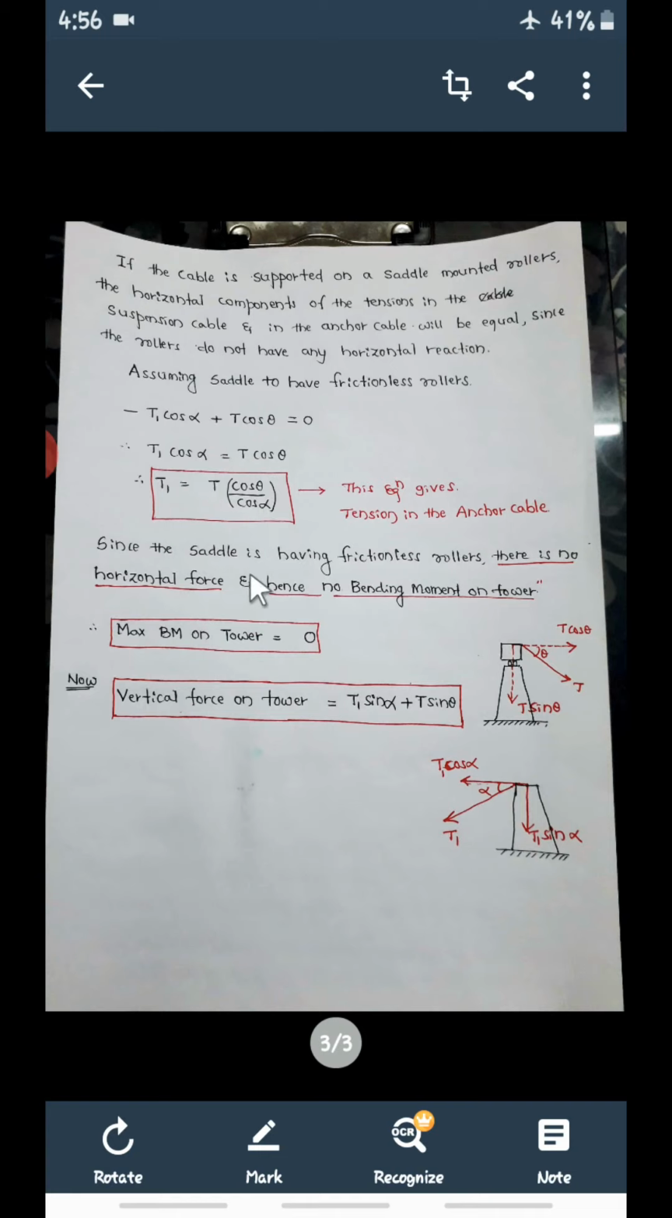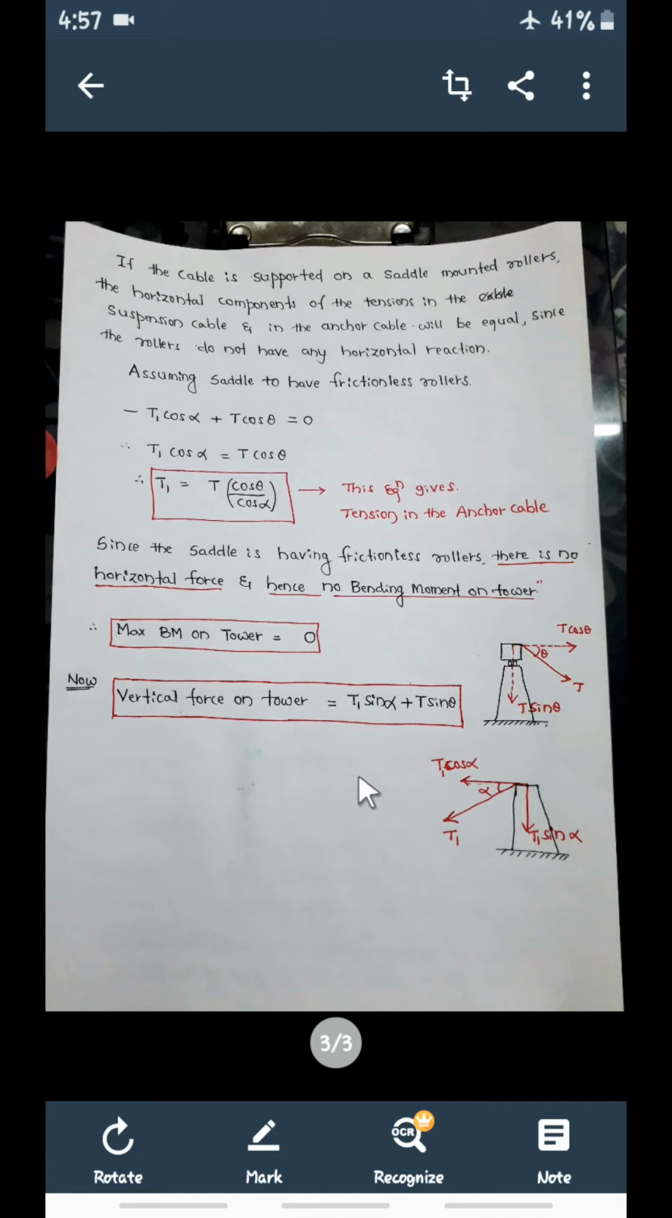Since the saddle has frictionless rollers, there is no horizontal force, remember, and hence no bending moment on the tower. So for this arrangement, that is a saddle and rollers, there will be no bending moment because of no horizontal reactions. Horizontal reaction is equal to 0. Therefore, the maximum bending moment on the tower is equal to 0.